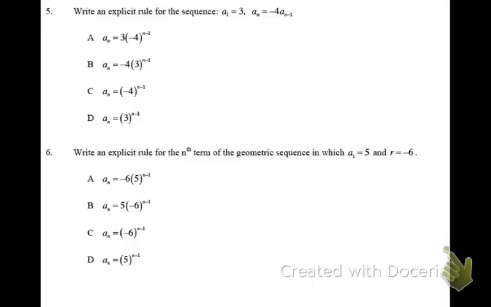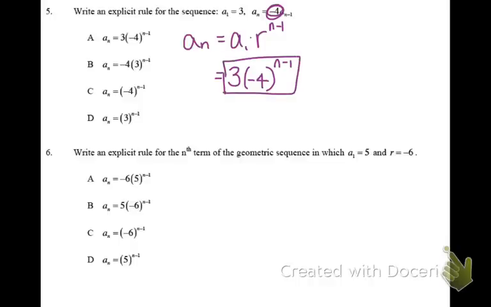Number 5, write an explicit rule for the sequence A1 equals 3 and AN equals -4 times AN minus 1. In this case you are multiplying, so you're using a geometric explicit formula. Your geometric explicit formula is AN equals A1 times R to the n minus 1. A1 is given to you, that's 3. Your common ratio is what you are multiplying by every single time, and that is -4. So this is your explicit formula, and that is letter A.